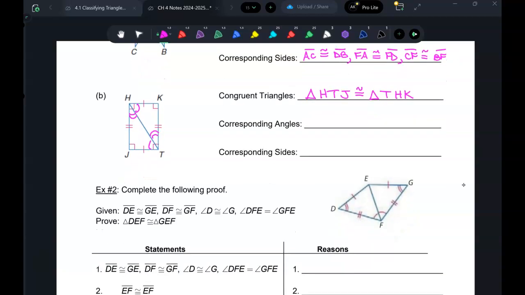Why does that matter if it's the same? Let's say J and K. J is a right angle, and K is also a right angle. So corresponding angles, we could do JHT.